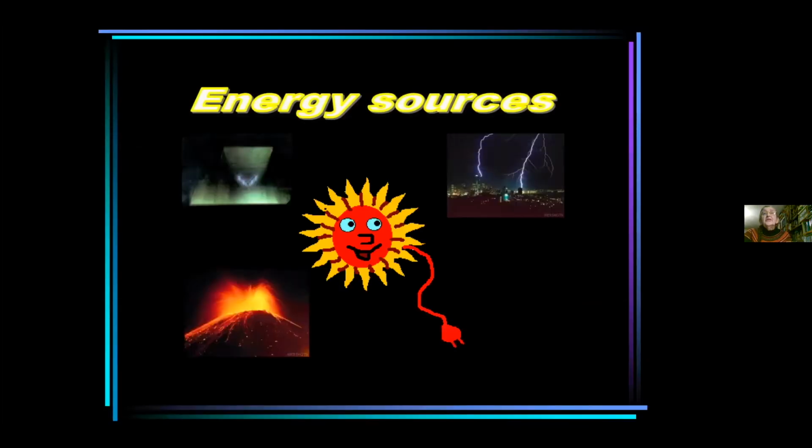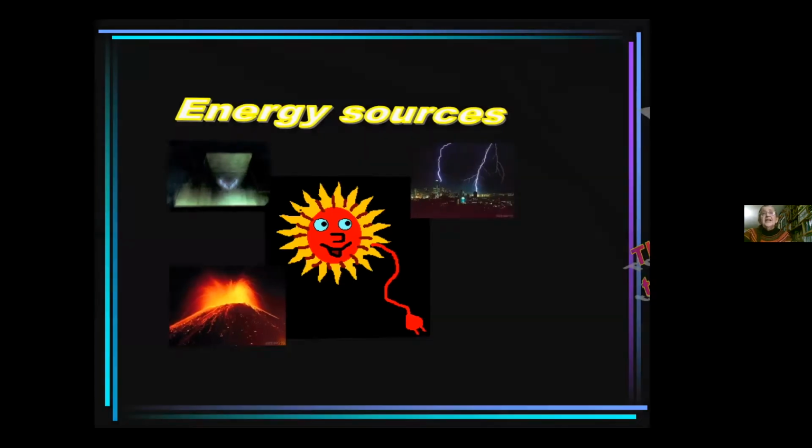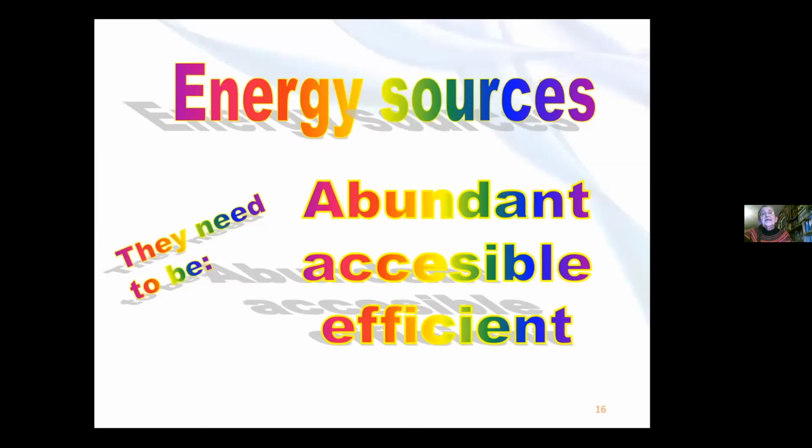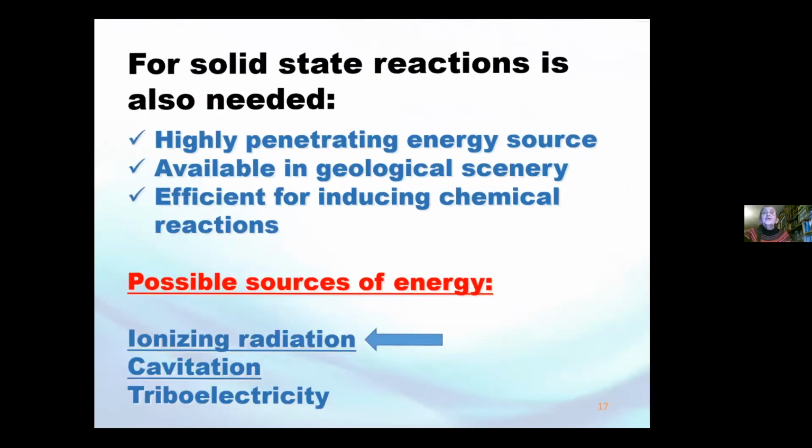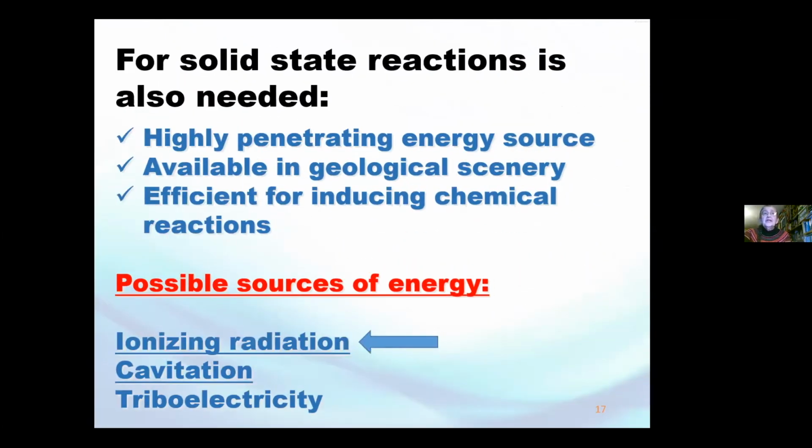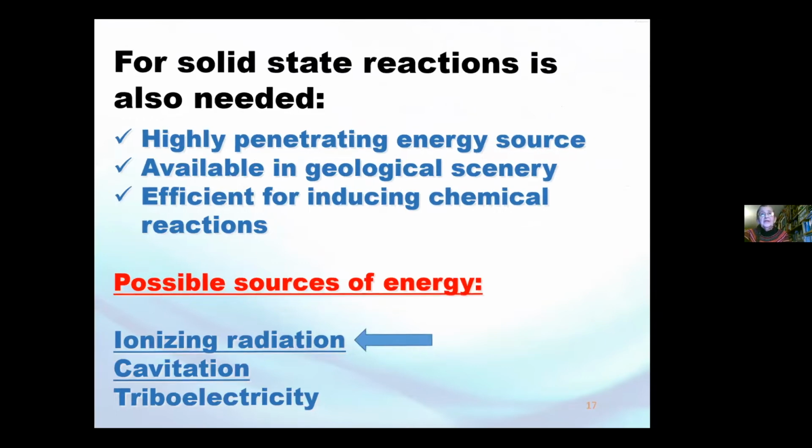There are several sources that have been proposed to carry out these processes, but they need to have some characteristics. They should be abundant, accessible, and efficient in primordial times. For solid-state reactions, highly penetrating energy sources are also needed, available in geological scenarios and efficient for inducing chemical reactions. Among the possible sources of energy, ionizing radiation meets all these requirements, and I will focus on this.